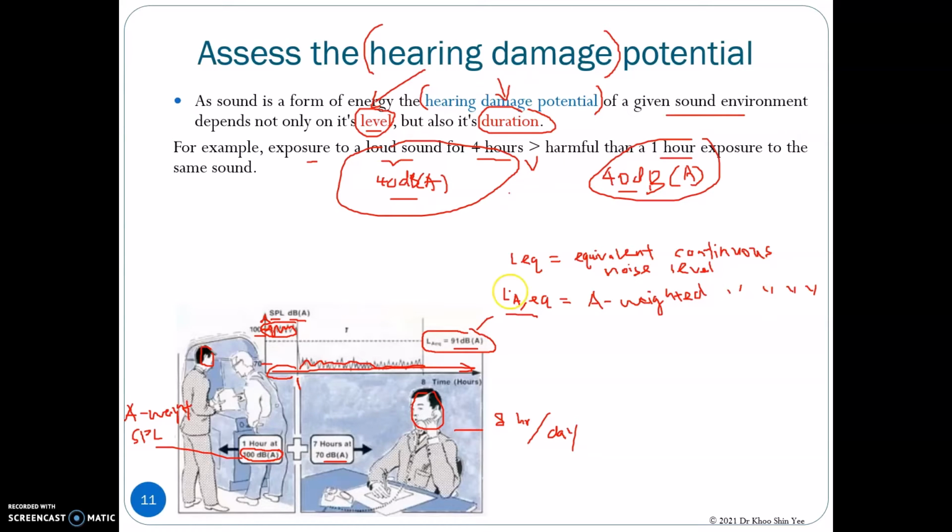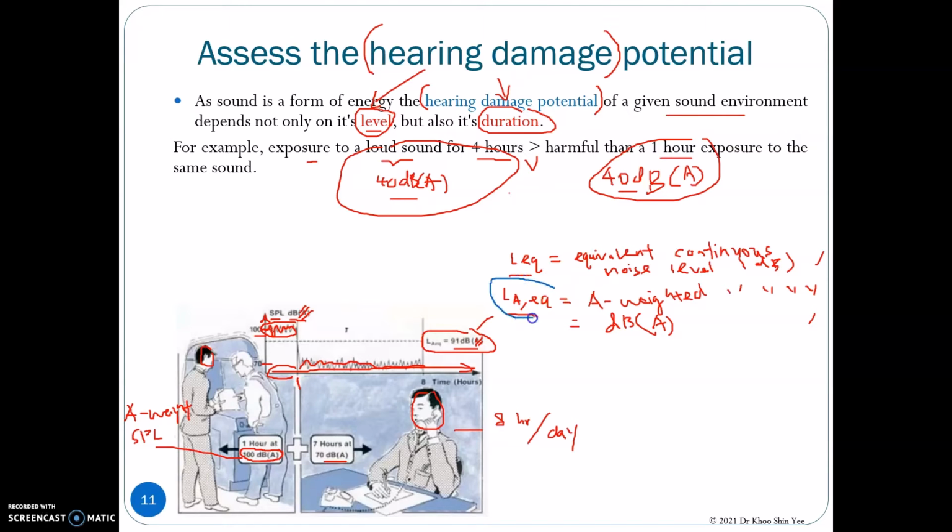If the unit of SPL is in dB, then in this case, you will obtain the LEQ, which is in dB unit also. So LEQ is the one without the A-weighting. So the unit is dB in this case, and if you measure LAEQ, it will be in dBA. So these are the differences between these two terms.